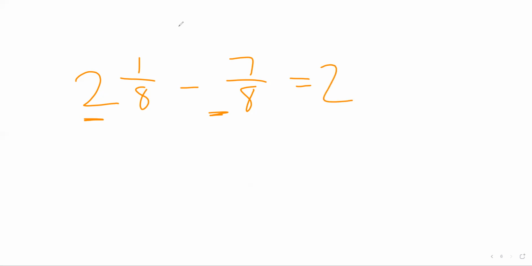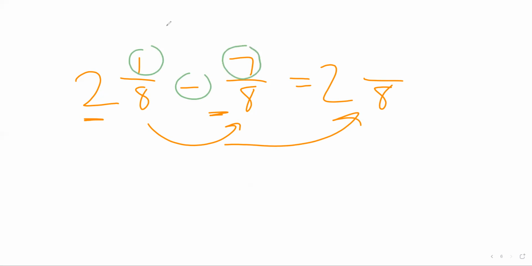So I'm good there. And now my denominator is the same, so I'm going to slide that over. And then we're going to go ahead and take 1 - 7. Wait, if I have one thing, I cannot take 7 away from it.